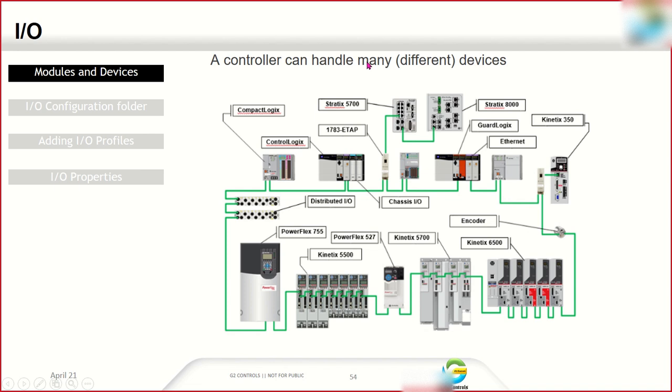A controller can handle many different devices. Suppose this is my controller, here is another controller which is a compact logic controller, there is a control logics controller, then distributed IOs is here. All are in a ring connection.